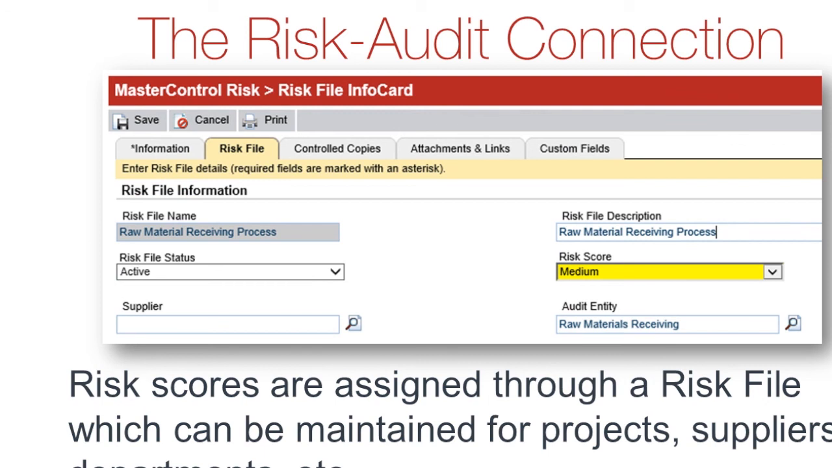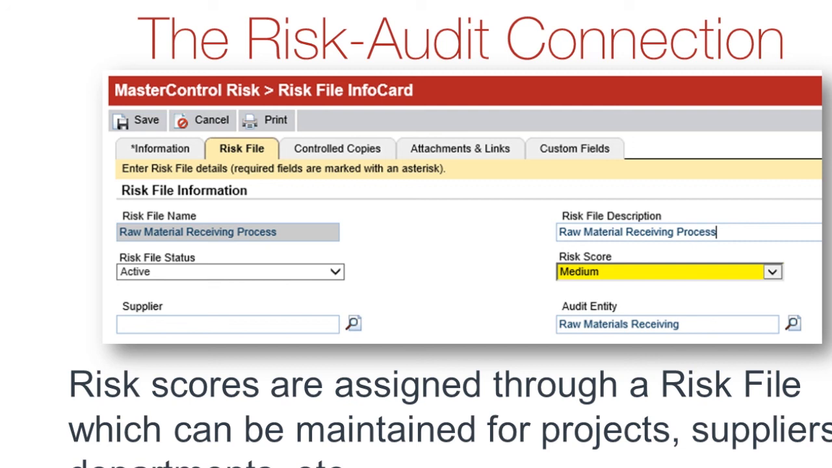Okay, now a risk file is kind of like a file folder. Audit entities is only one of the things that risk files manage in risk. You can have a risk file on a project, so you can keep all your risk assessments in that risk file, as well as your audits. You can keep a risk file on a supplier, or on a clinical site.